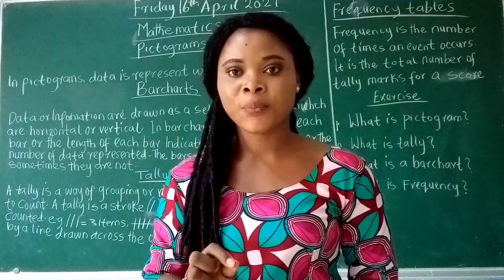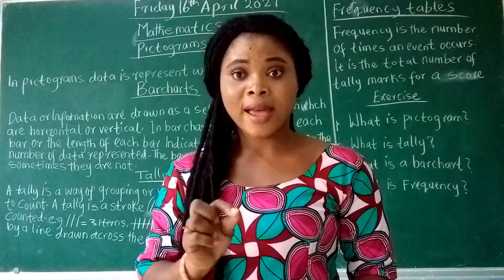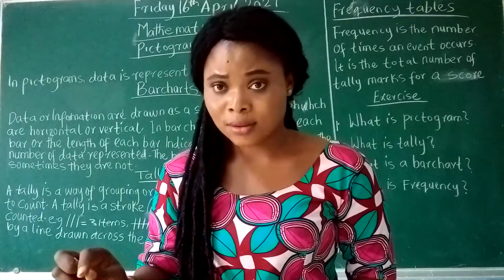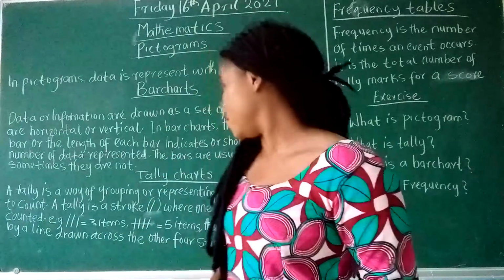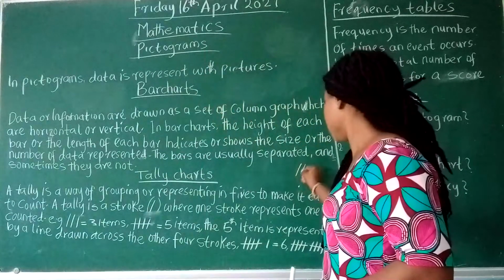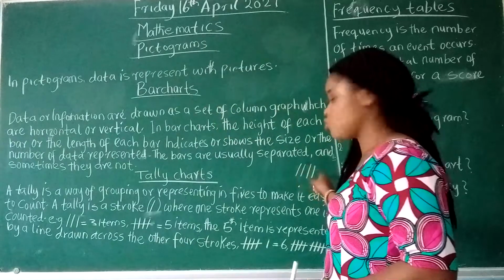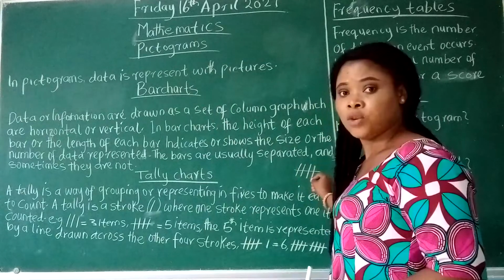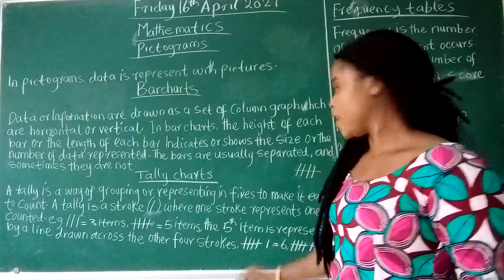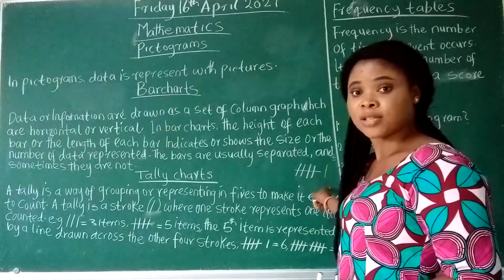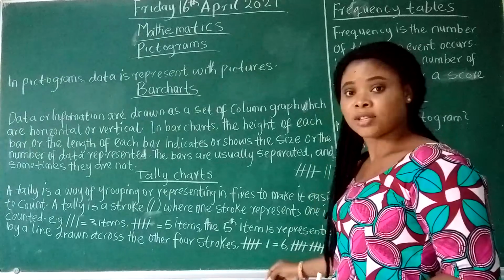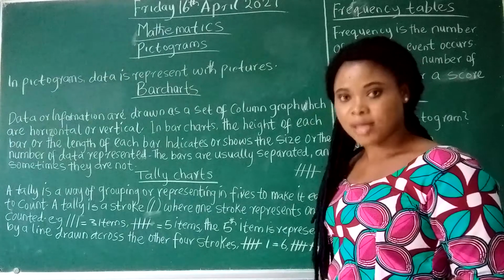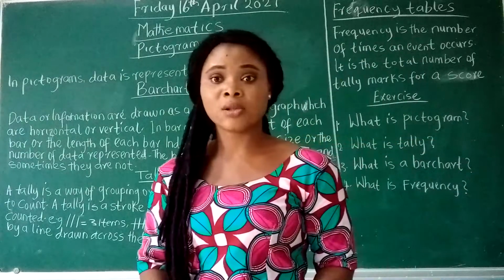In tallies, the 5th line is drawn across the other 4 strokes, being drawn like this. 1, 2, 3, 4. This shows 4 items. For us to put the 5th one, we draw the line across, which shows the 5th item. Actually, when you've drawn this and we add 1, this now shows 6th item. If you add like this, it shows 7th item. If you add like this, it shows 8th item. So this is what tallies is all about.